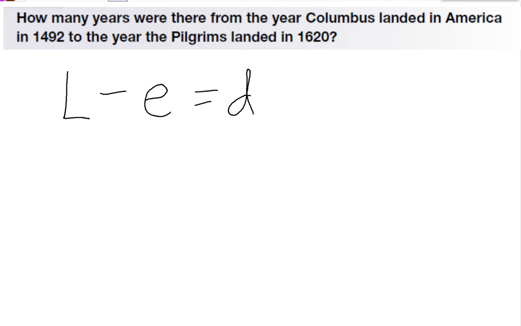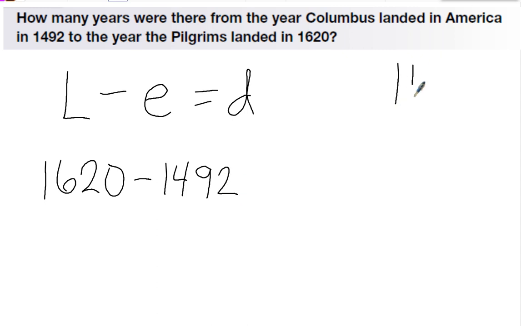So this question is asking how many years were there from the year Columbus landed in America in 1492 to the year the Pilgrims landed in 1620. So the later year is 1620. And I'm going to minus the earlier year, 1492. And this is going to tell me how many years there are between the two events.